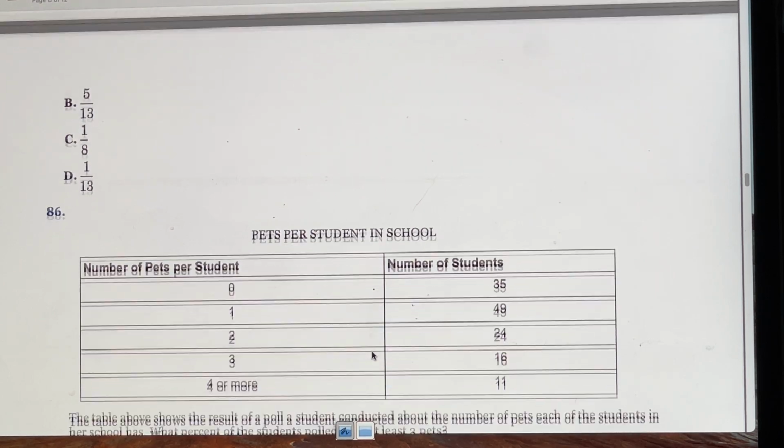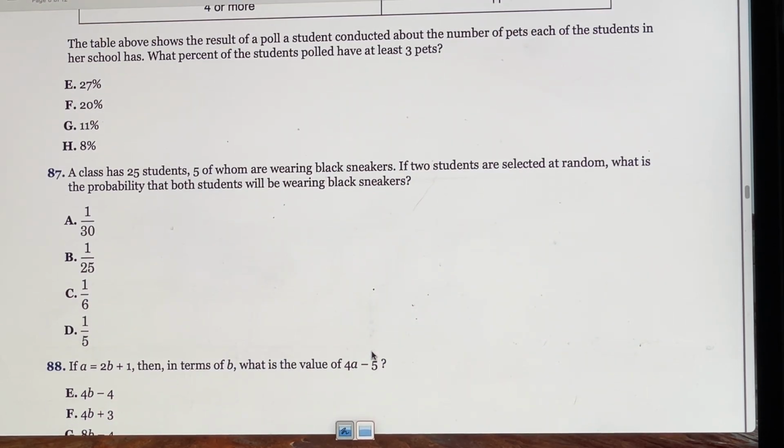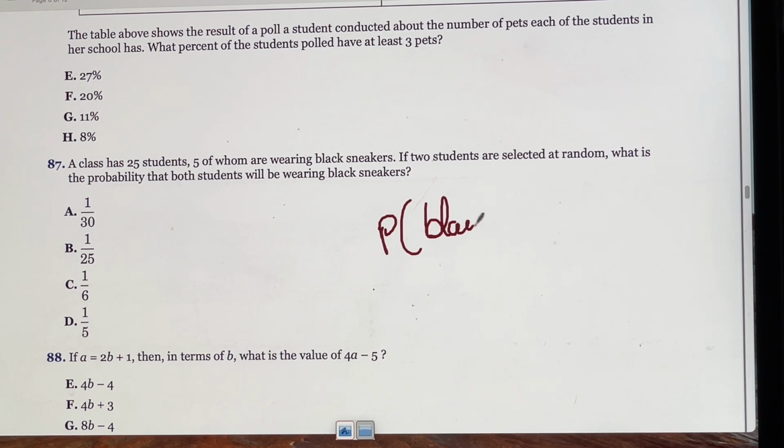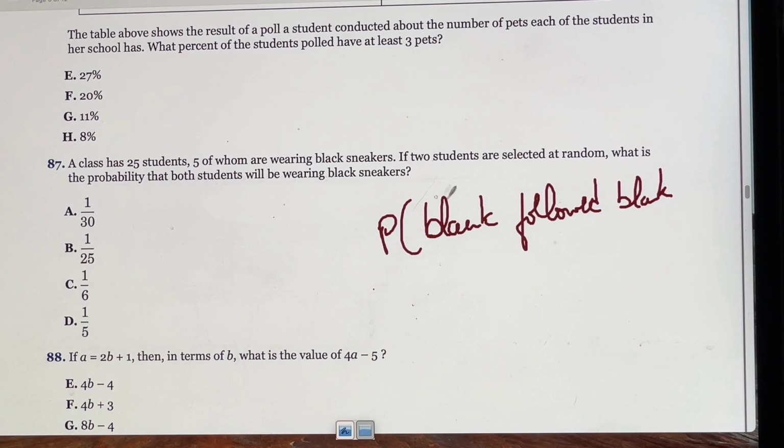87 was next. Okay, so we have a class with 25 students, 5 who are wearing black sneakers. If 2 are selected, what is the probability that both students will be wearing black sneakers? So we want the probability of black followed by another black sneaker, right? So the probability of selecting the first kid that is wearing a black sneaker is 5 out of 25.